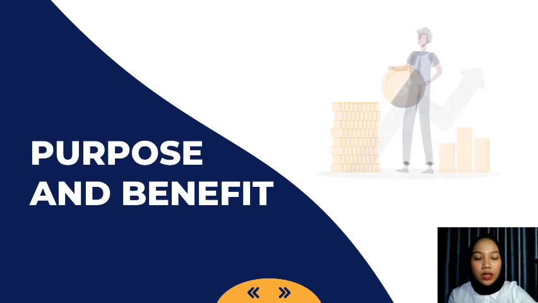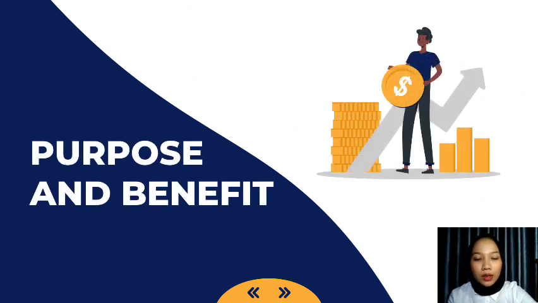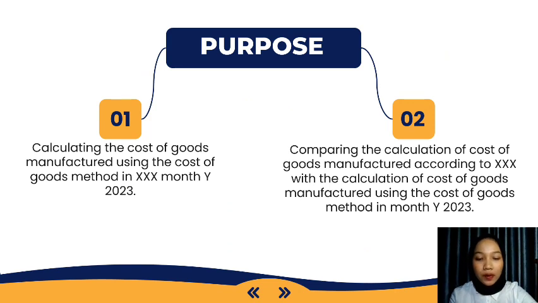The next presentation structure is the purpose and benefit obtained from conducting research. The purpose of this research is: 1. Calculating the cost of goods manufactured using the cost of goods method. 2. Comparing the calculation of cost of goods manufactured according to XXX with the calculation of cost of goods manufactured using the cost of goods method.